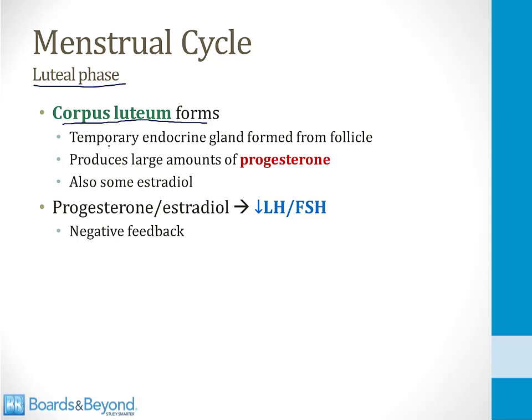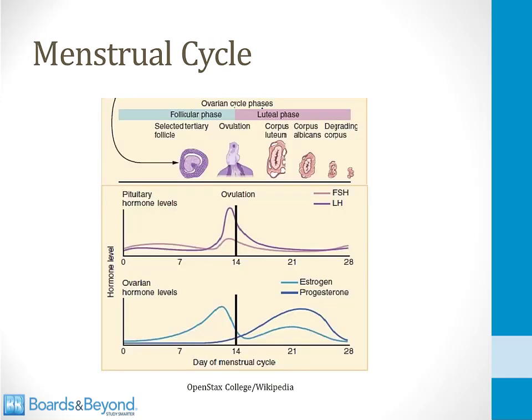The corpus luteum is a temporary endocrine gland that is formed from the follicle that released its egg. The job of the corpus luteum is to produce large amounts of the hormone progesterone, which will prepare the uterus for implantation and pregnancy. There's also some estradiol released by the corpus luteum. The progesterone and estradiol released by the corpus luteum feed back on the pituitary negatively so that the levels of LH and FSH fall.